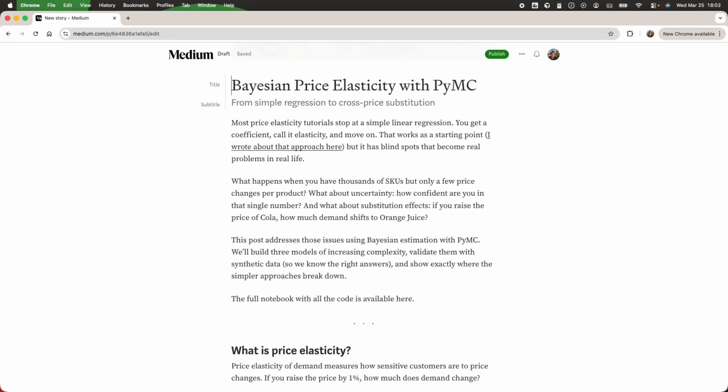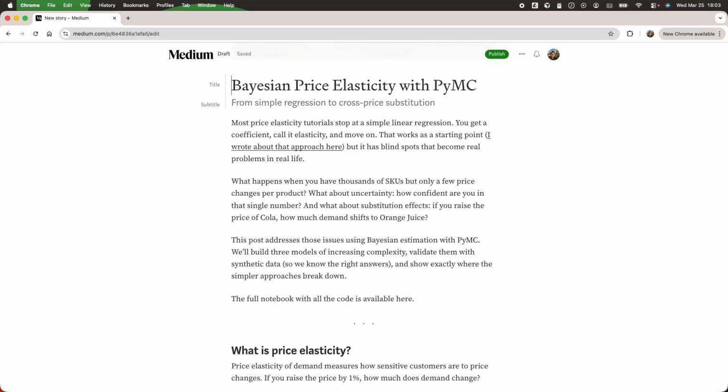But you also have some other effects like cross price elasticity. So that's about other products. If my competitors raise their prices, does my demand go up? That's substitution. And that could even be among my own products, like think Coca-Cola versus orange juice or chips versus chocolate, things like that.